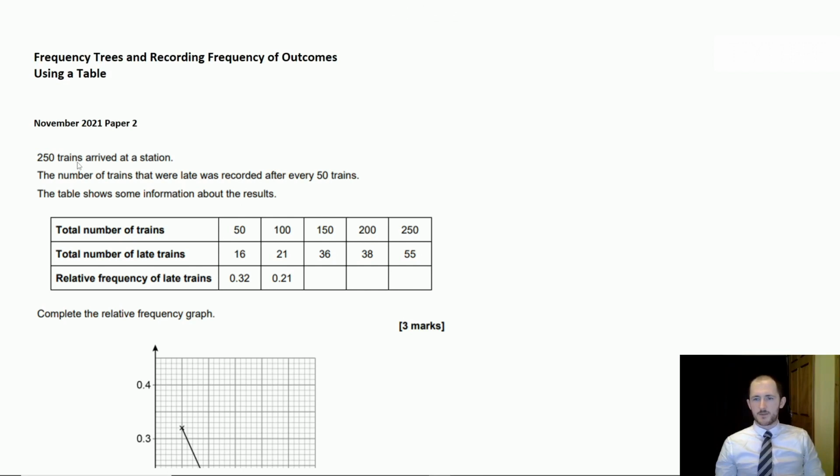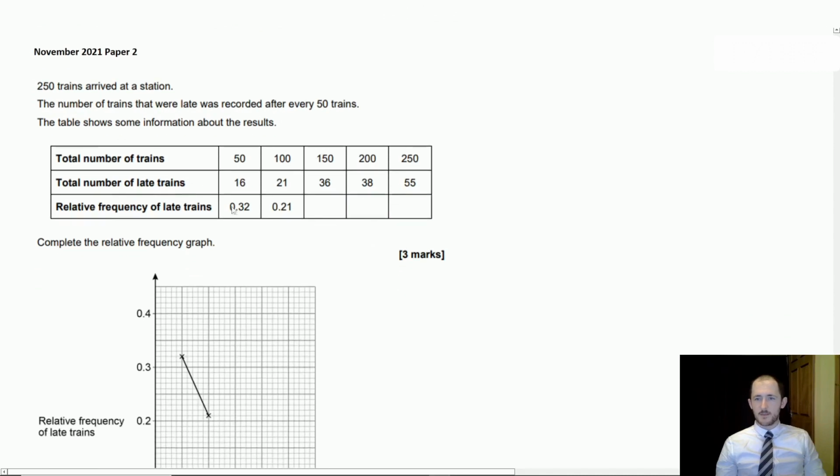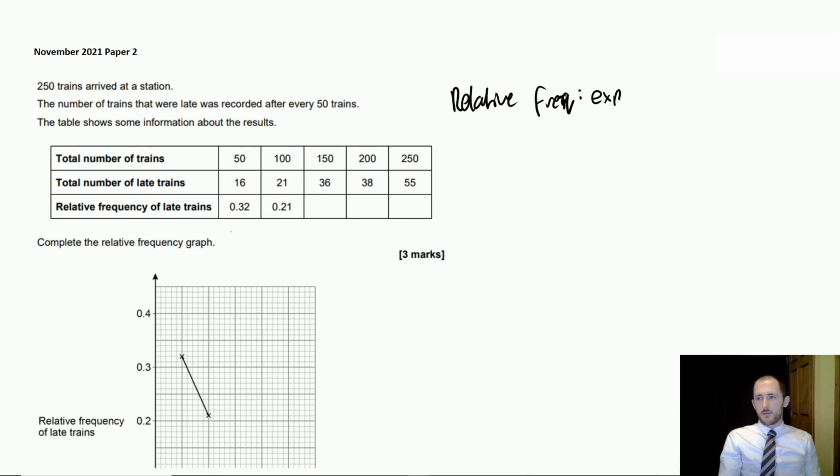So the title says that 250 trains arrived at a station. The number of trains that were late was recorded after every 50 trains, and this gives us some information about it. So what we need to do is complete the relative frequency graph. So what is relative frequency? Well, relative frequency is essentially going to be our experimental probability.